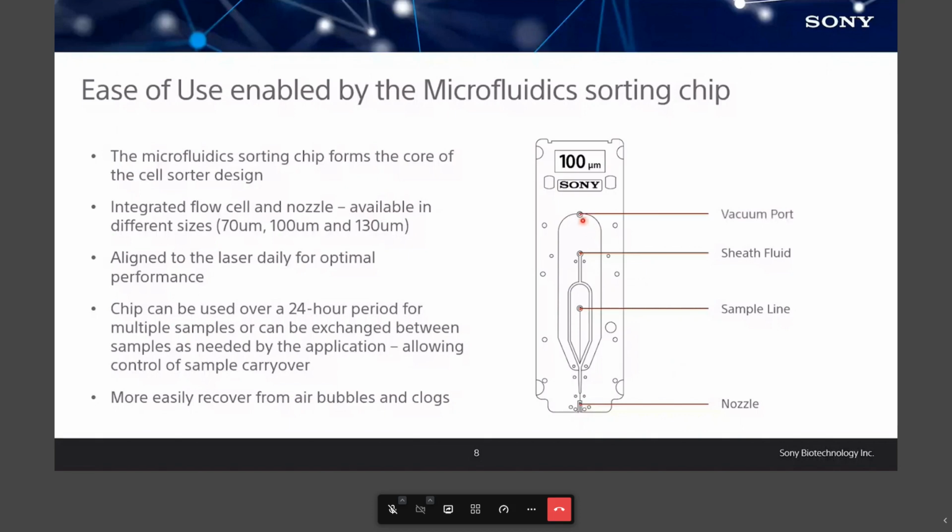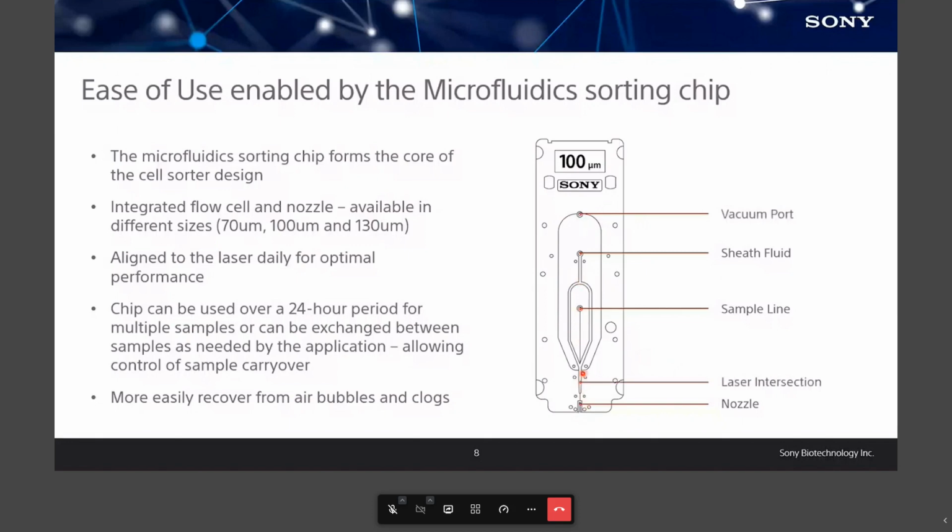At the very top, we have this vacuum port. This is what actually enables us to do the removal of air bubbles and things like that from the chip without taking the chip out of the instrument. You can simply backflush the chip, backflush those air bubbles out, and then resume the flow, again, without removing it from the instrument. And then finally, the laser intersection is right here, right above the nozzle.